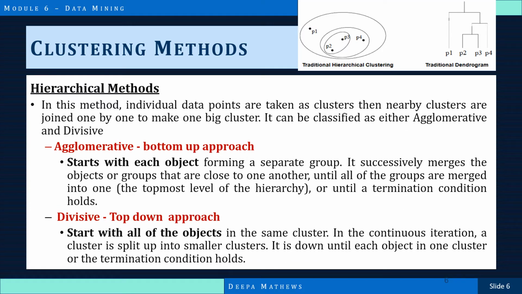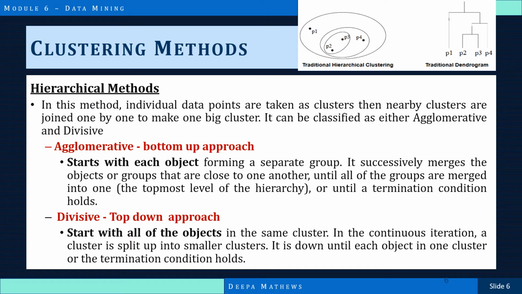The second type of clustering method is the hierarchical method. In this method, individual data points are taken as clusters initially, and then the nearby clusters are joined one by one to make one big cluster. So initially all the data points are taken as clusters, and in the next step, we join the nearby clusters to form a bigger cluster. It can be classified into two types, agglomerative and divisive.